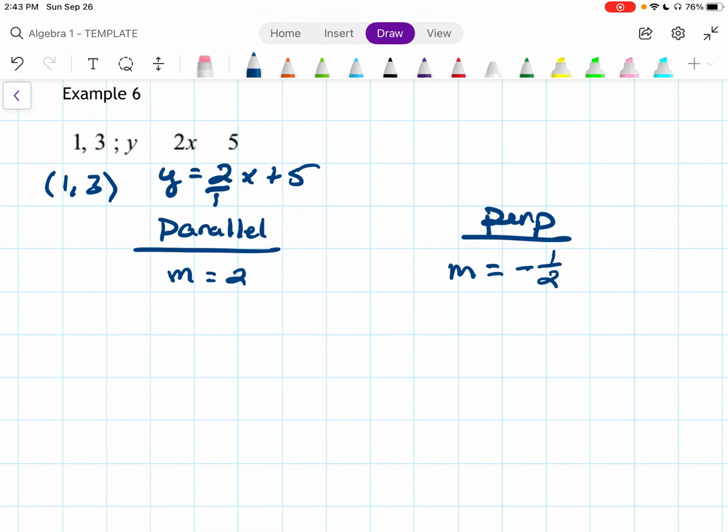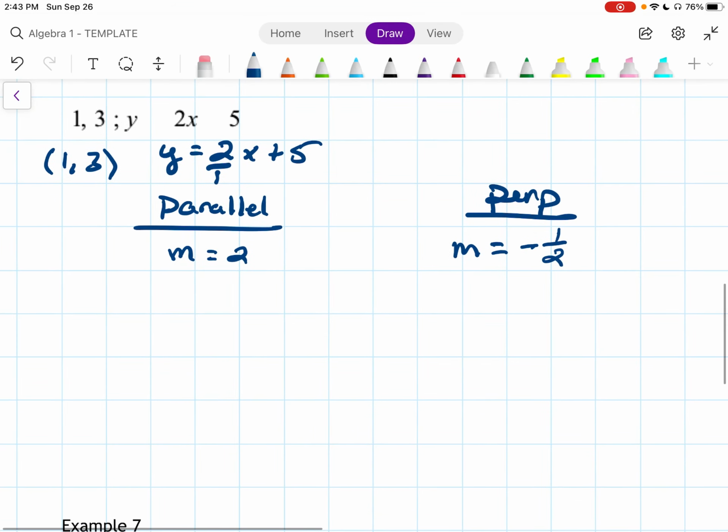Now, I want the slope-intercept form, right? I want the y equals mx plus b form here. I could do this two ways. I could put it into point-slope form and then solve, or I could plug it into slope-intercept form and then have to solve for b. I'm going to put this one into point-slope form, and then I'll solve for y. So here, point-slope form will be y minus 3 equals 2(x minus 1), right? So I plugged in my slope 2, and then we said that it wants to go through this point, so I plugged that point in.